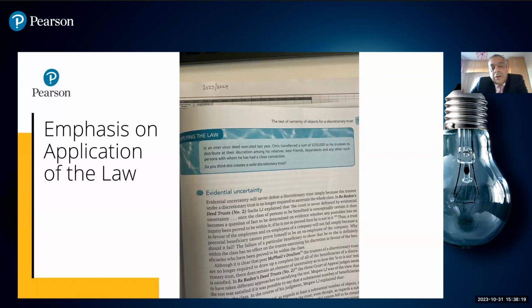And we start, obviously, entertaining questions of conceptual uncertainty. Maybe the words dependants and best friends may cause some issues to the trust. Once they've understood that and they say, oh, Sukhninder, I get it, I can see some problems with this trust, what I want my students to do is then think about how the law will address this, and what the rules of the law are. And then subsequently the law will follow in that situation.